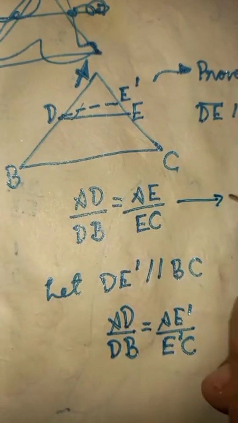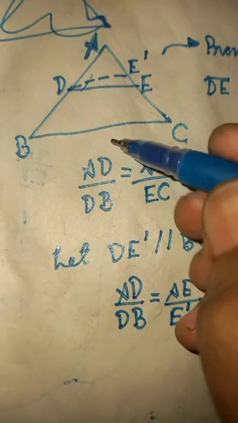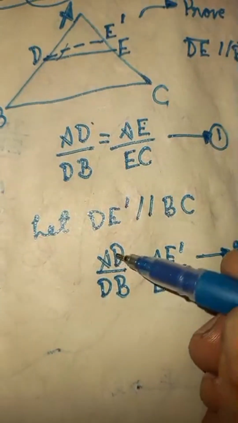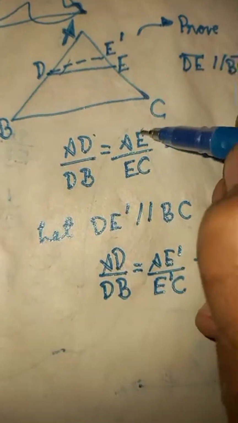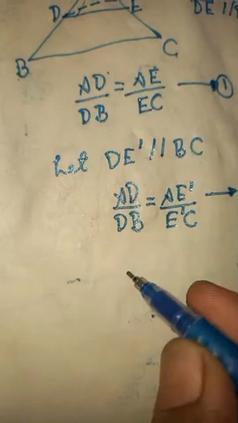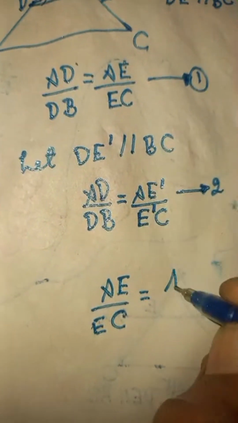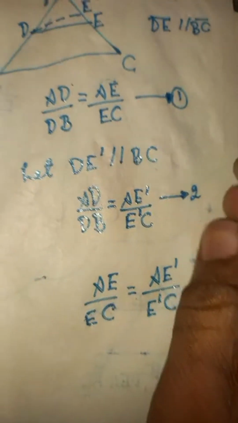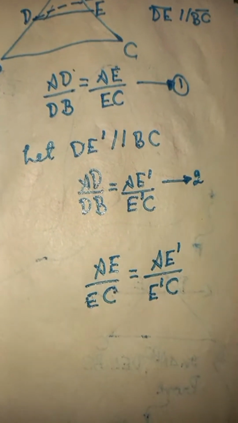If you take this one as equation 1 and this one as equation 2, here AD by DB equals AE by EC, and here also AD by DB equals AE dash by E dash C. Therefore, these two are going to be equal. That means AE by EC becomes equal to AE dash by E dash C.